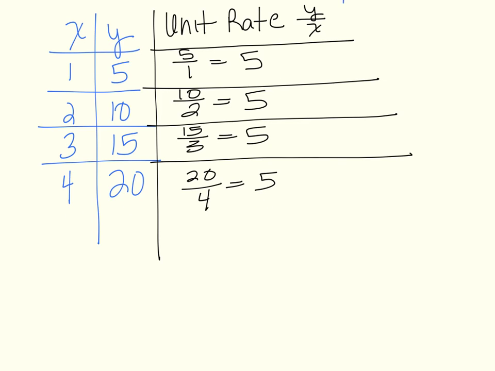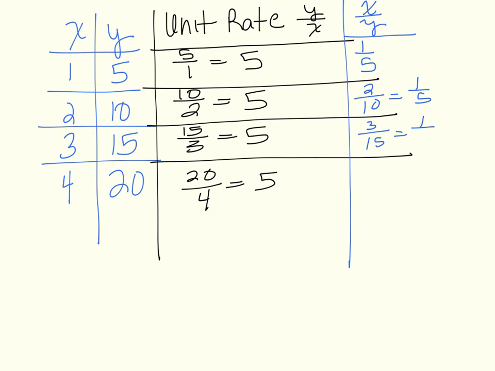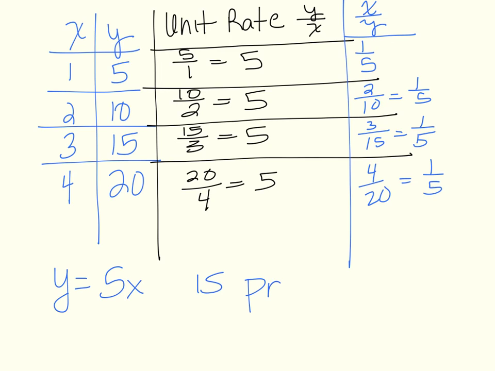You also could have found the other unit rate, which is x over y, and that would have given you 1 divided by 5, which is 1/5. This would have given you 2 divided by 10, which reduces to 1/5. 3 divided by 15, which reduces to 1/5. And 4 divided by 20, which reduces to 1/5. So no matter which unit rate you find, you will notice that you get the same unit rate. So that means the equation y equals 5x is proportional.